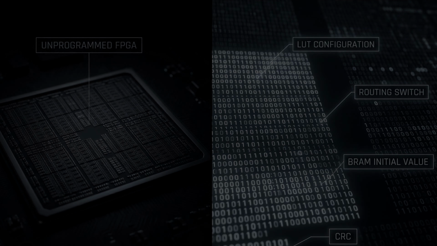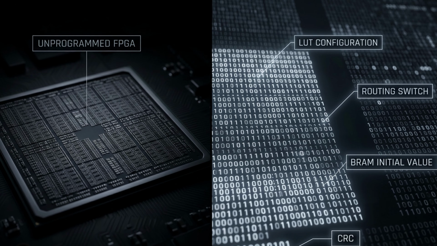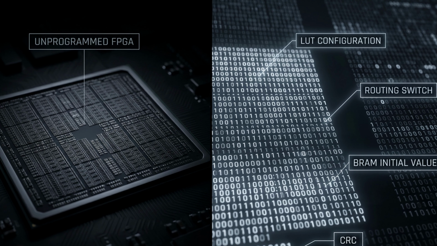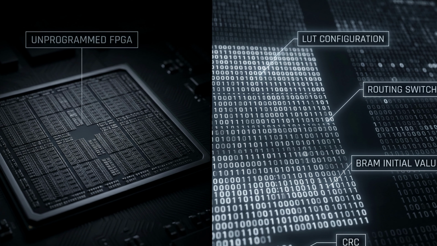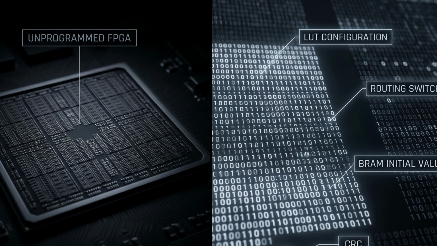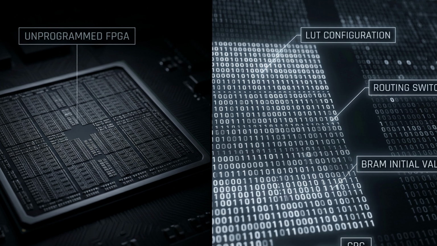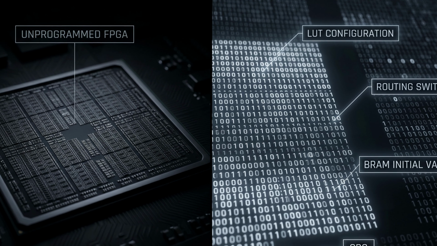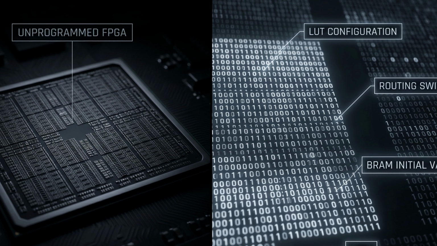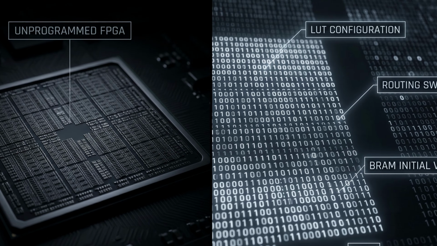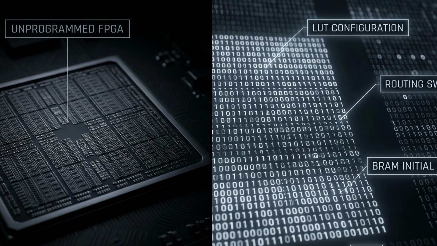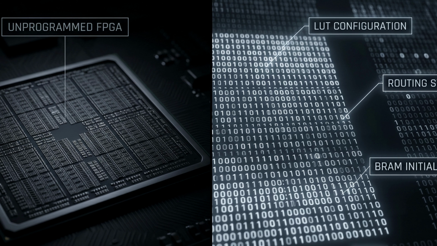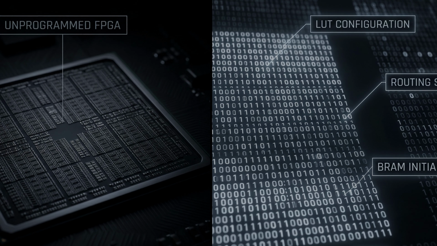An FPGA fresh from the factory is empty. Every LUT reset, every switch point undefined. The Bitstream is the configuration file that fills this void. Inside it are bits that define what every LUT will do, bits that determine the state of every routing switch, BRAM initial values, clock configuration, CRC verification. This file is the command sequence that tells the FPGA, "You are now the ghost trader."